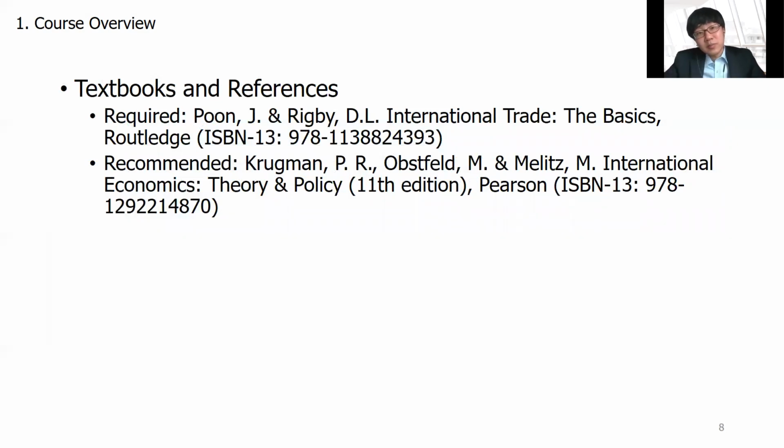Also, the recommended textbook is by Krugman, International Economics. I will use some examples from that textbook, but you don't necessarily have to buy it. If you have it, it's really good, because they have lots of examples and theories introduced in there. But if you do not want to buy it, if you can read some chapters from the books in your library, I think it will be okay.